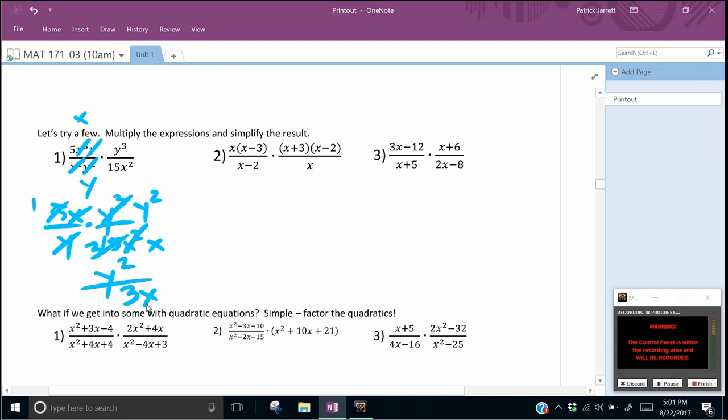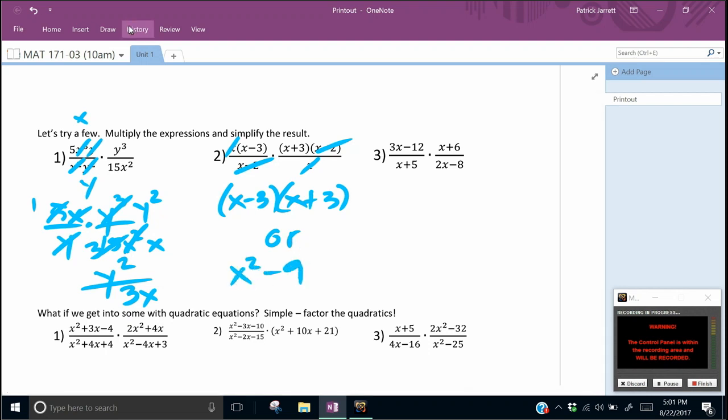Now, for number 2, it's actually easier to just basically treat this as one big numerator, one big denominator. x minus 2, and the x is gone, and what you're left with is x minus 3 times x plus 3. Sorry, I'm going to drop my connection here. Let me just put it back up. x minus 3 times x plus 3, and that is the final answer. Now, sometimes they would just want you to do the whole thing, x squared minus 9.